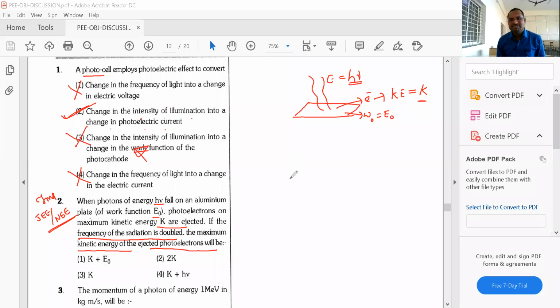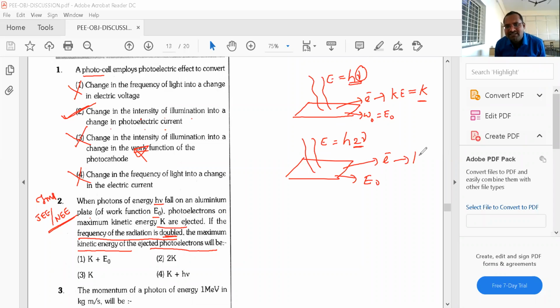Now what are they doing? The same metal surface, they are not changing, whereas the frequency of the light ray is doubled. This frequency of radiation is doubled. So the work function will be the same only. Due to that, electrons will eject out. What are they asking? The kinetic energy of the electrons. Question understood? Now, as we know, kinetic energy depends upon the frequency, so when frequency changes, kinetic energy also changes. How it changes, we need to find.